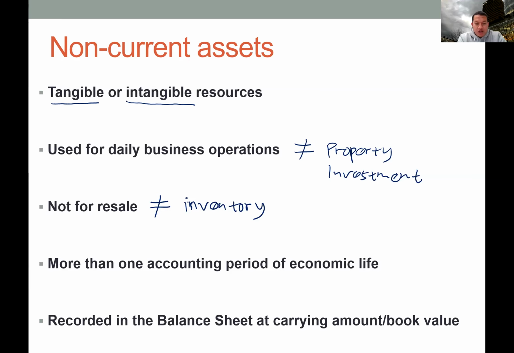And then the economic life of this asset lasts more than one accounting period. This differentiates a non-current asset from a type of asset which only has one accounting period of economic life. Do you know what kind of asset that is? Which only has one accounting period of economic life? Current asset, yeah. So this is the current asset.